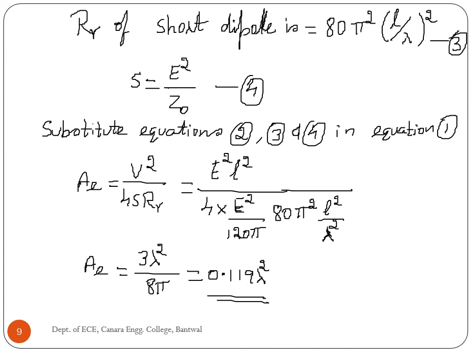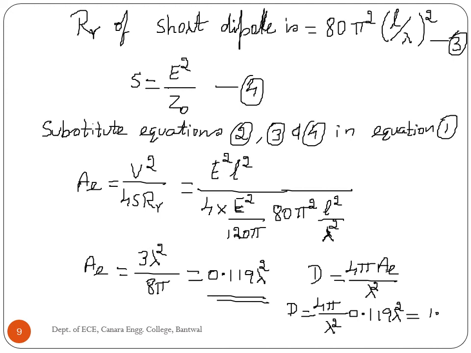We know that directivity is equal to 4 pi AE divided by lambda square. When I substitute AE, effective aperture of the short dipole, 0.119 lambda square, in the directivity equation, I'll get the answer 1.5.